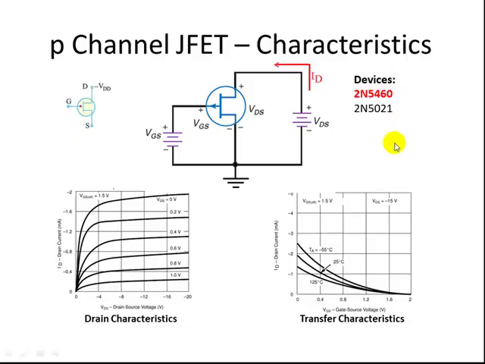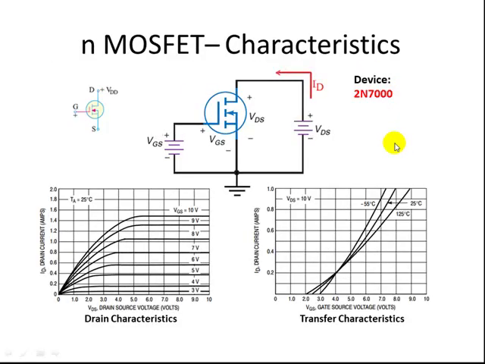Now let us see how to obtain characteristics for NMOS. NMOSFET will also have two characteristics, drain characteristics and transfer characteristics. Here VDS should be positive. Please observe the circuit symbol.